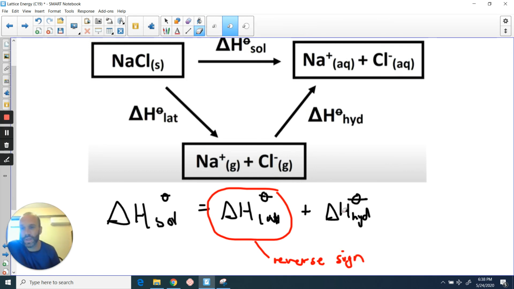So actually doing the calculations here is incredibly simple, much simpler than the ones we were doing previously when we were calculating lattice energy. You just need to pump in the values, make sure you've got the correct sign for lattice energy here, and then it should be easy enough to get the answer. Depending on what data you're given, you can either calculate enthalpy of hydration here, or enthalpy of solution, it doesn't matter.